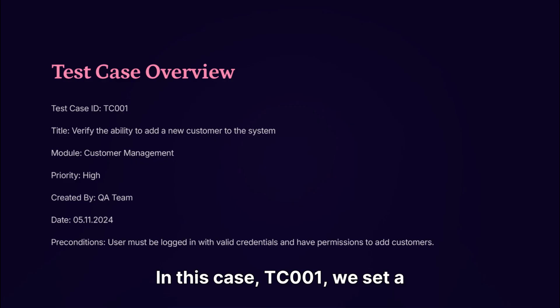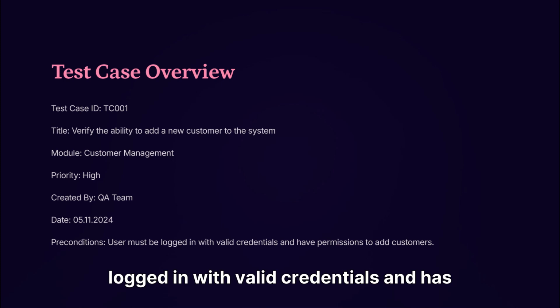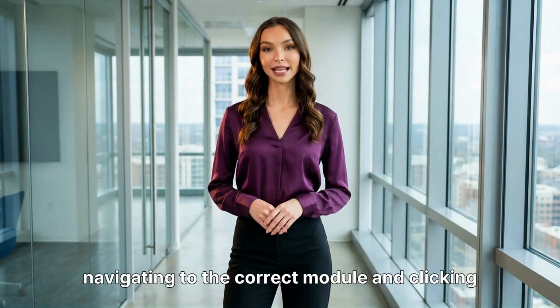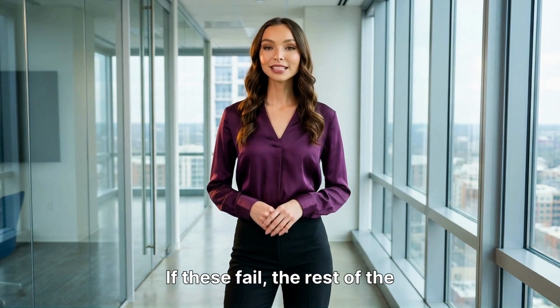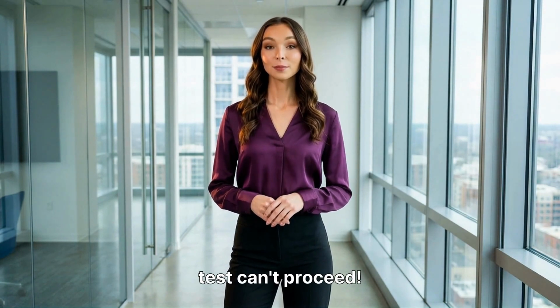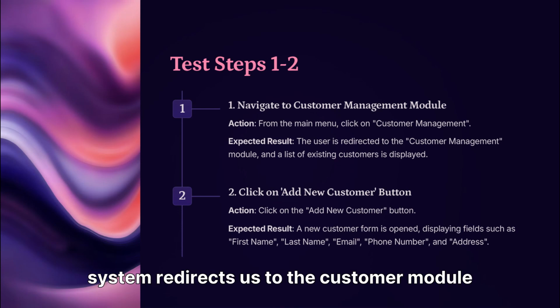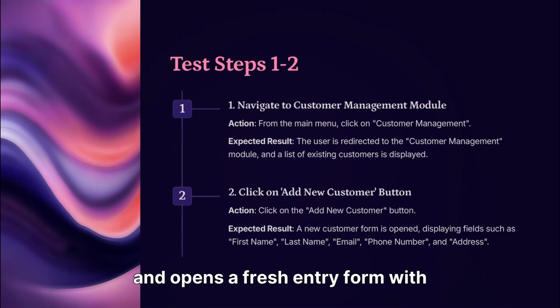In this case, TC001, we set a high priority. The precondition is that the user is logged in with valid credentials and has the correct permissions. Our first steps are simple but vital: navigating to the correct module and clicking the Add button. If these fail, the rest of the test can't proceed. The expected result here is that the system redirects us to the customer module and opens a fresh entry form with all the required fields.